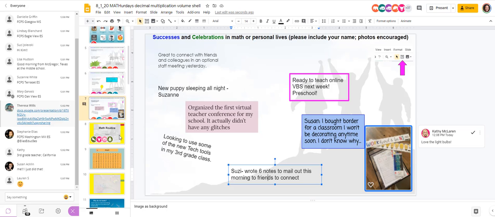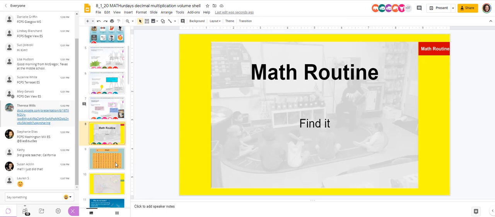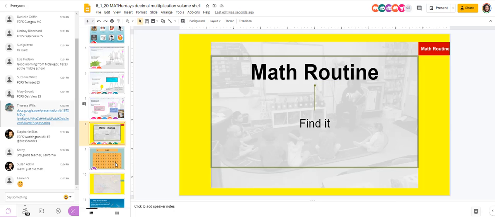So let's jump into MATHurdays. Our first activity is on slide 8. And full transparency, I am trying out a new activity here today, and I would really love feedback. So feedback in ways you would modify it, and feedback in what you liked about it.